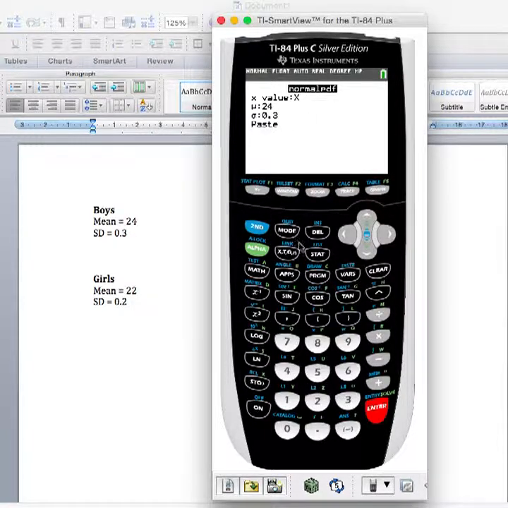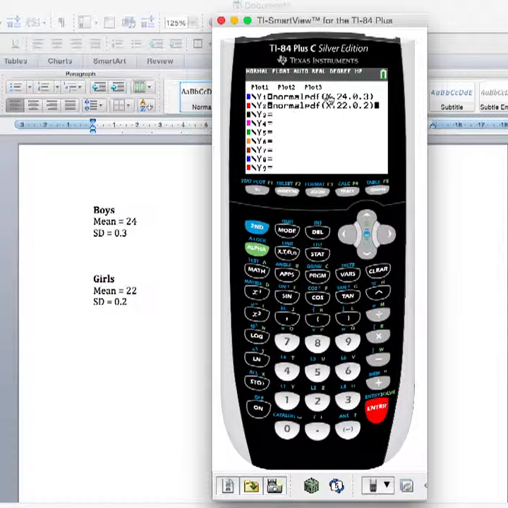For the x value, I'm just going to put x, and it's going to update the x value as it draws the graph. For the mean, I want 22 for the girls. The girls' standard deviation was 0.2. And I'm going to paste that formula into the y equation. So now I've got my two formulas. There's the boys one, there's the girls one. I'm going to set up my window.